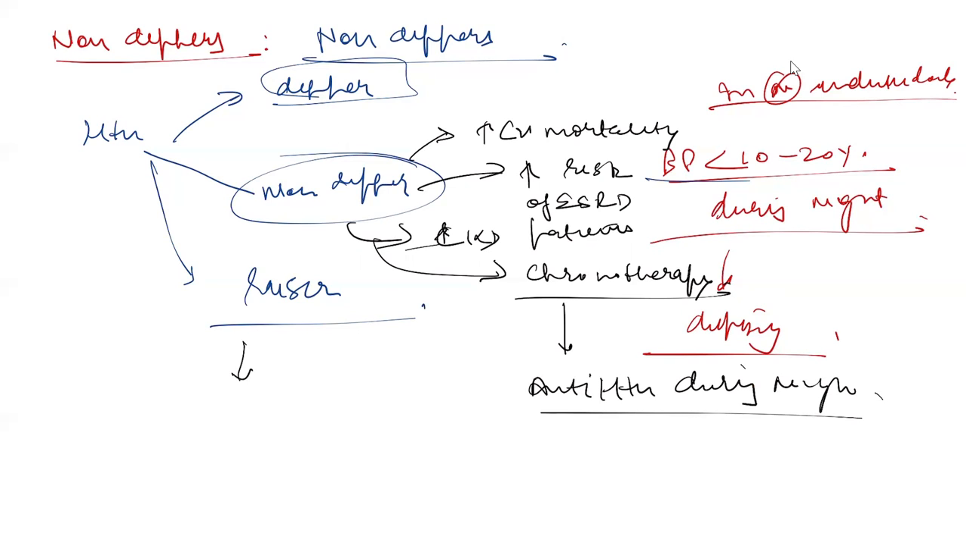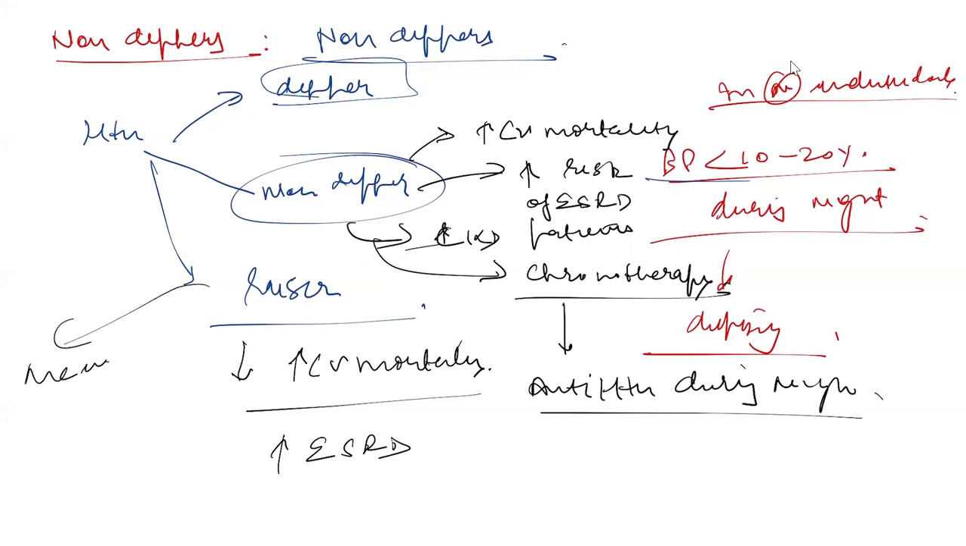And what is a riser? Suppose the patient is hypertensive and instead of dipping, the BP rises during night. These patients also have increased cardiovascular mortality, increased risk of progression to end-stage disease, and again these are quite common in CKD patients.